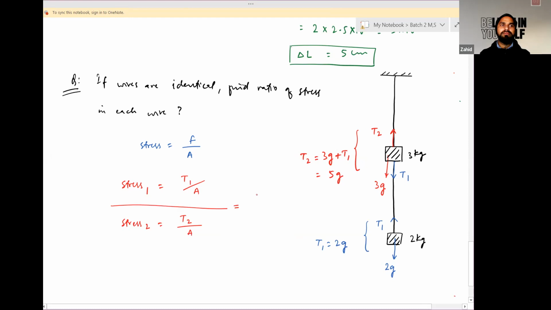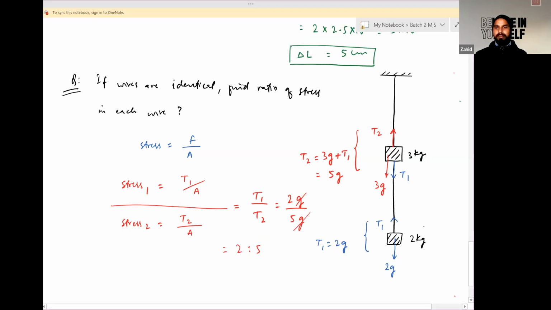A and A will cancel out, so you will get T1 divided by T2. T1 is due to 2 times gravity and T2 is due to 5 times gravity. So g and g will cancel out. So you'll get 2:5 or just 0.4.